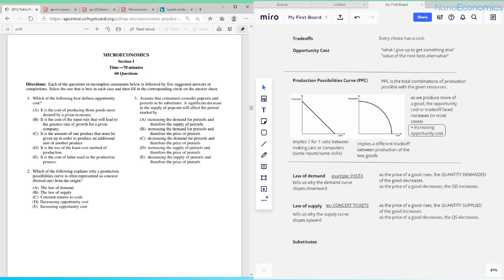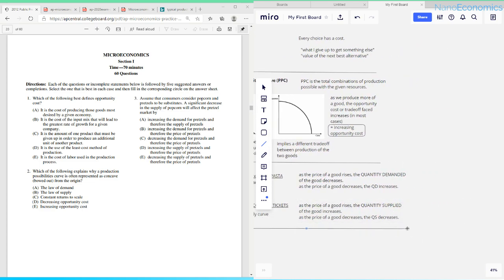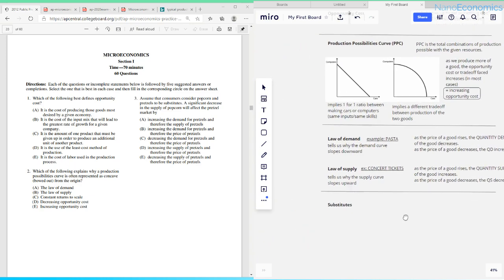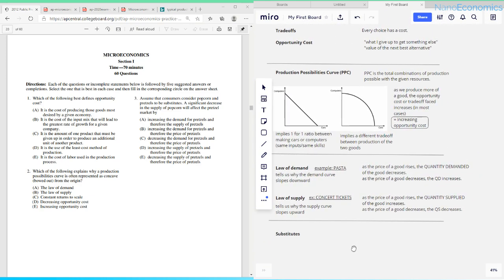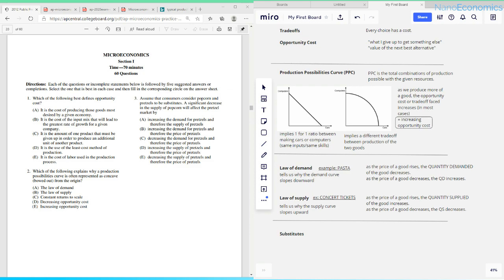And the last thing that I wanted to do today was a little bit of foreshadowing for what we'll get into as we move into the demand specific lesson. And that is to talk about substitutes as economic vocabulary in a context.